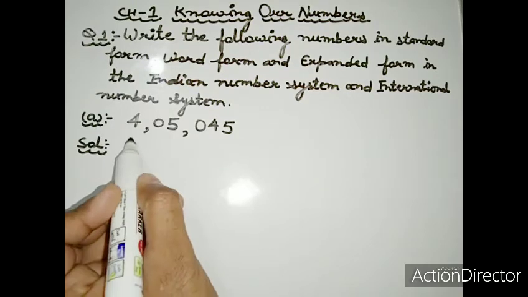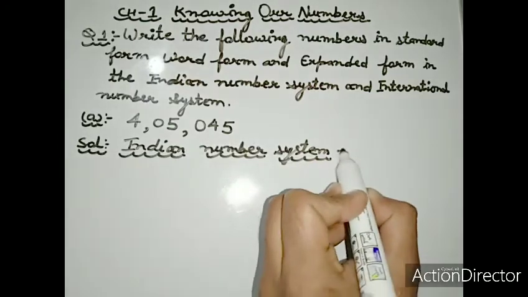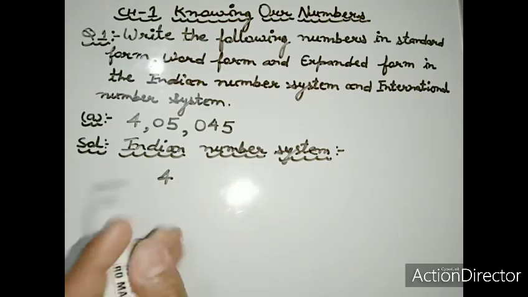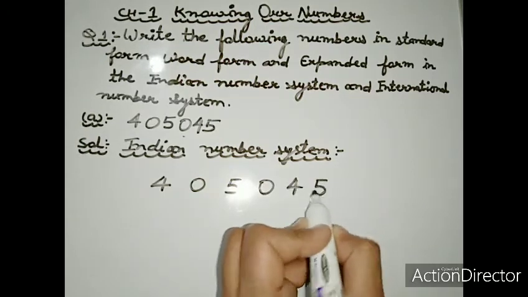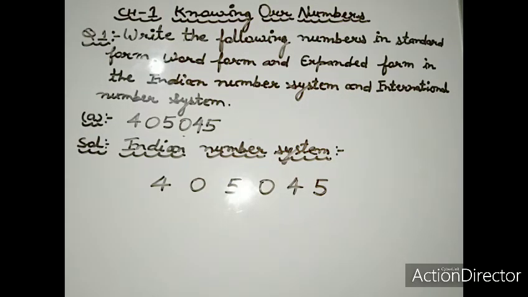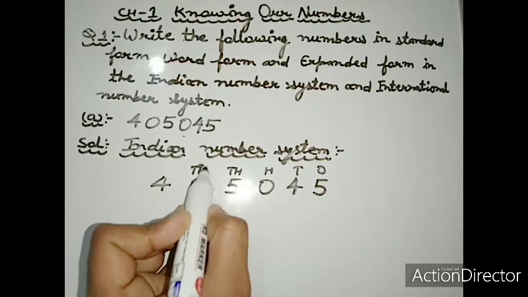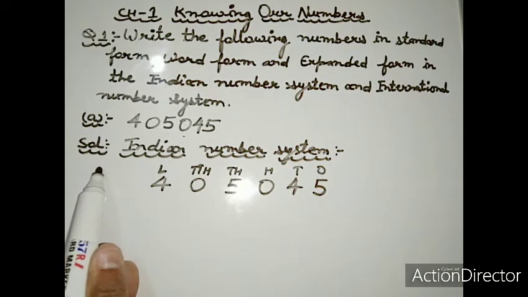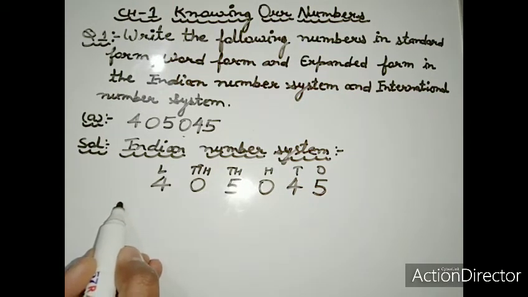Here first we take the Indian number system. Now students, first we write this number here, 405045. Now here we write the places of these numbers like ones, tens, hundred, thousand, 10,000, lakh. And you all know that in the Indian number system after lakh we count 10 lakh, crore and 10 crore. Okay, so here first we write the standard form of this number.